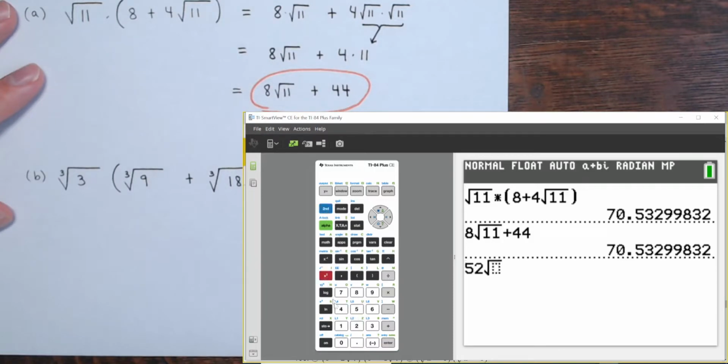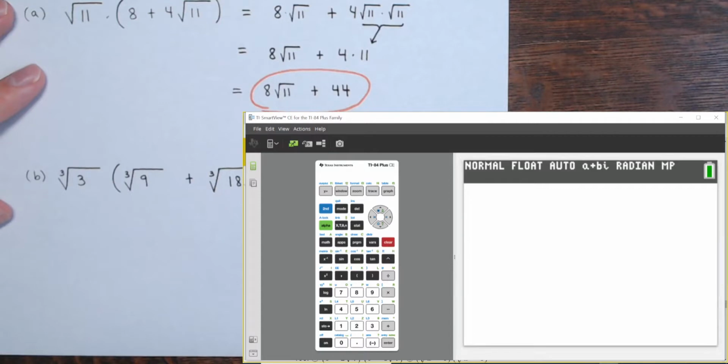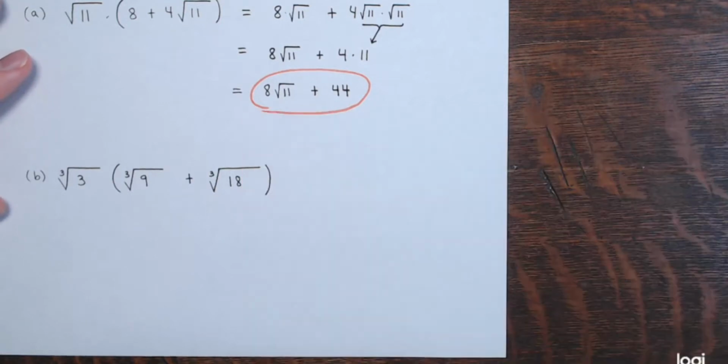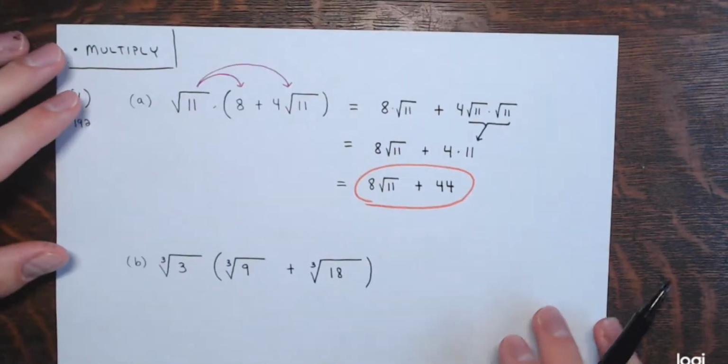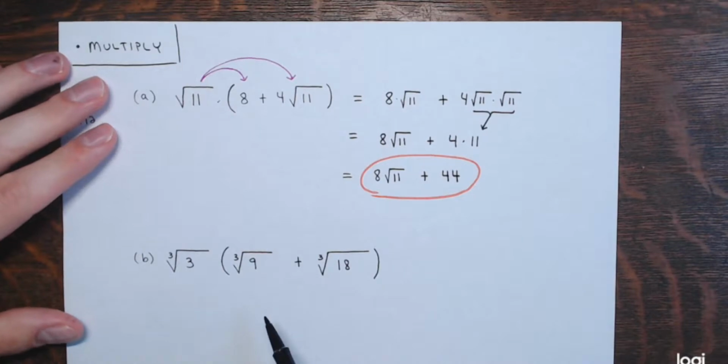Let's see what happens on the calculator here. See how that's not the same number? 172 something? So you would know you did something wrong. Okay. So 8 times the square root of 11 plus 44 is correct. All right, great. Same thing for the next expression, part B.